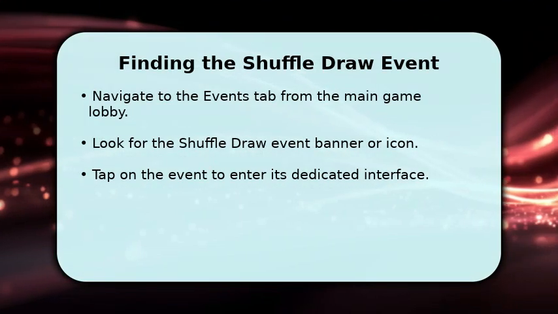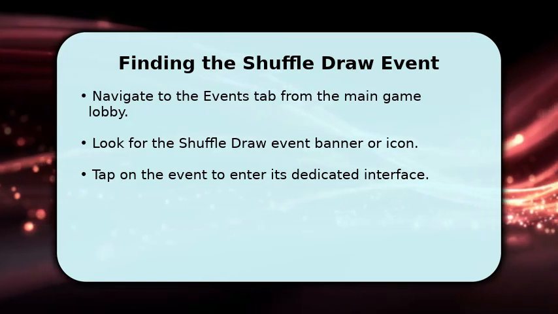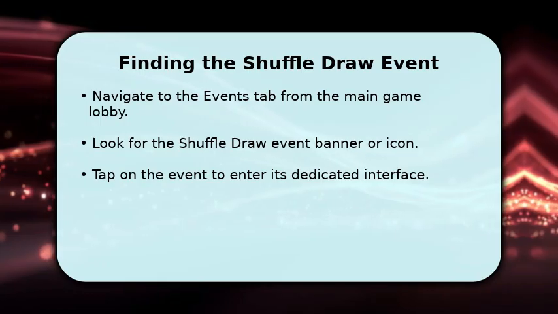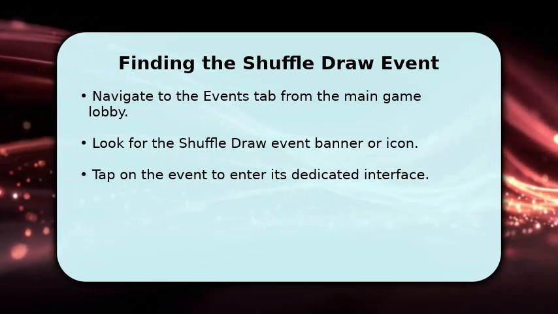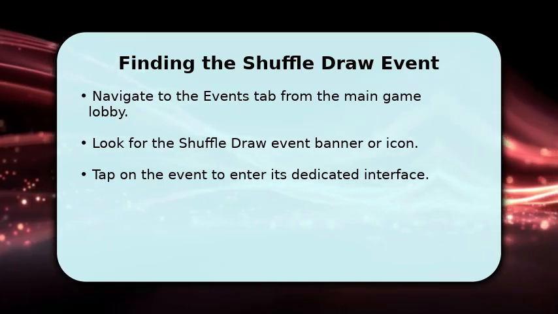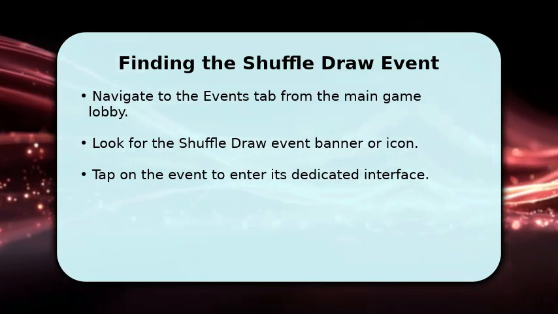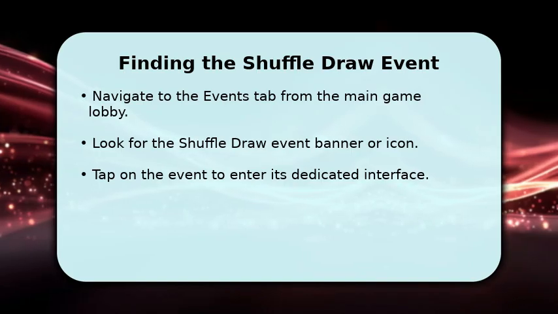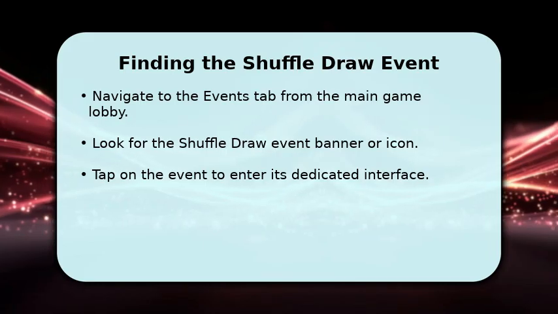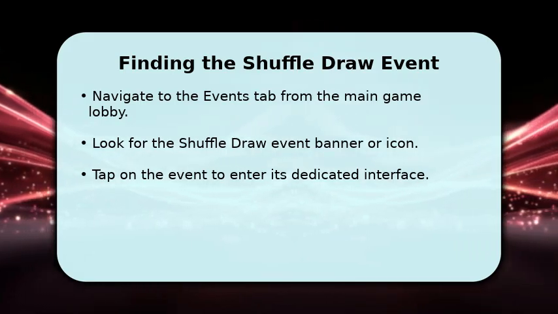Once you have a Shuffle Draw voucher, finding the event is straightforward. From the main lobby screen, simply tap on the Events tab, usually located on the left side. Within the Events section, you'll see various ongoing promotions. Look for the distinct Shuffle Draw event banner or icon, which clearly indicates where to use your vouchers. Tapping this will take you directly to the event's unique interface, ready for your draw.